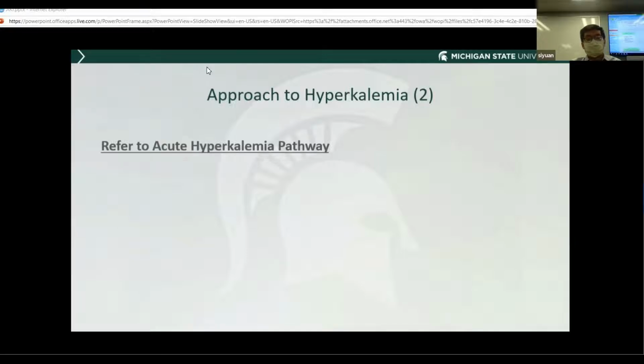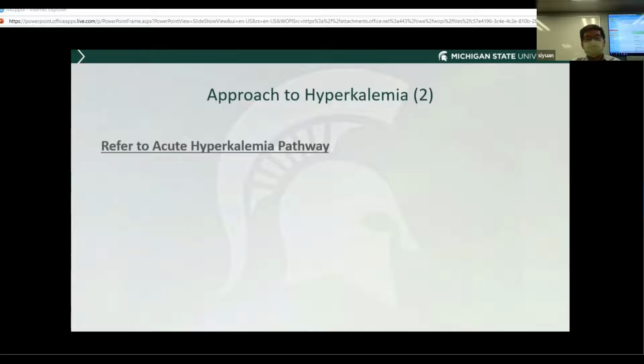But if they are more than 5.5, then you have to think about acting more acutely. Definitely get an EKG, because if there are EKG changes, then it's automatically an urgent dialysis indication. If it's more than 6.5, then you need dialysis. If it's 5.5 to 6.5 with one of the following that we have mentioned before, like EKG changes, rhabdomyolysis, or any sort of renal dysfunction, then yes, you need to treat them acutely.